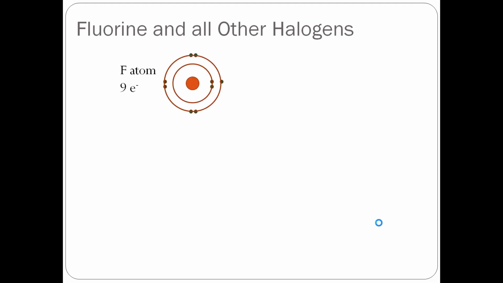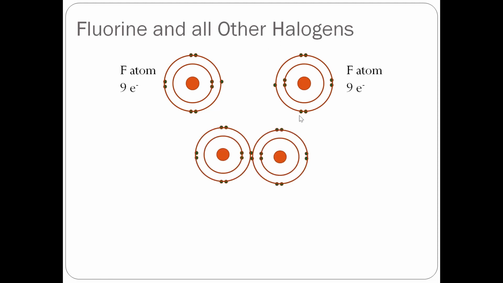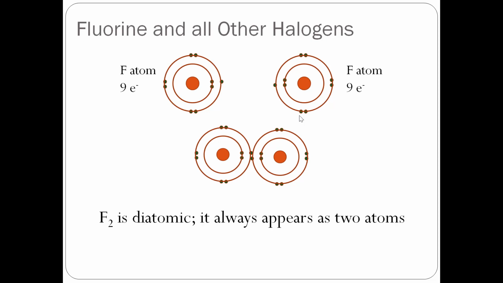So if we think of fluorine with all of its electrons and valence electrons, the fluorine atom has 7 valence electrons. The second fluorine is identical with 7 valence electrons. So we put them together in order to complete octet, and we have an F2 molecule, right? They share 2 electrons. They have a single bond between the fluorine atoms. All other halogens will appear the same way.